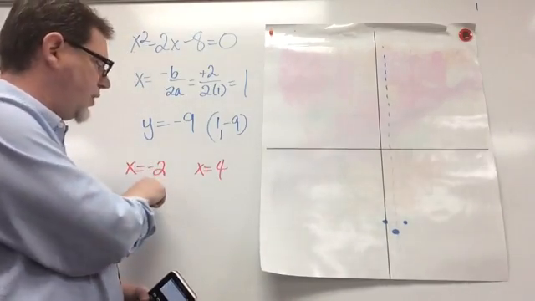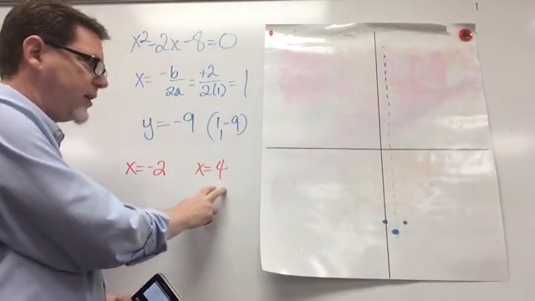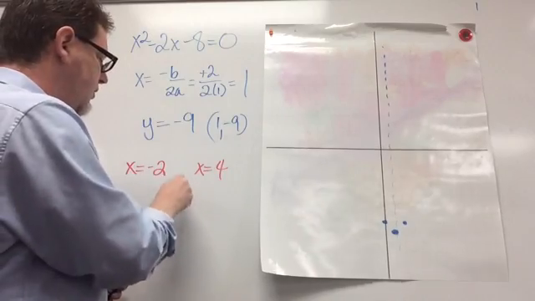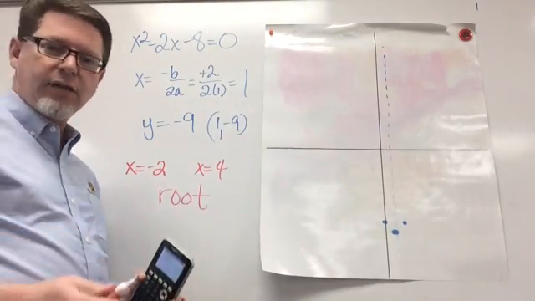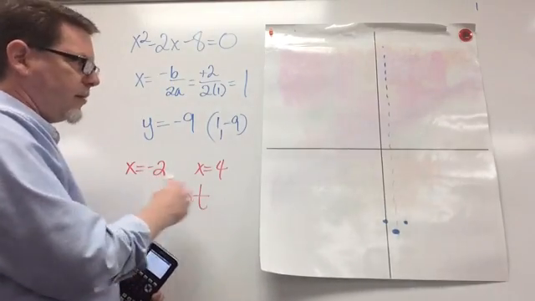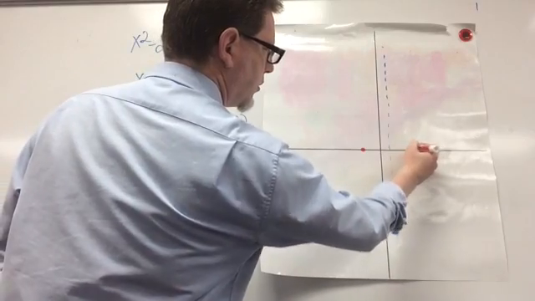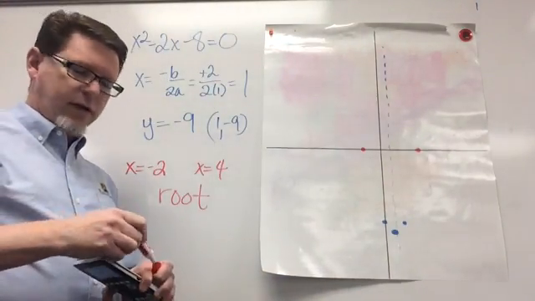So again, these would be called the solutions. They would also be called the x-intercepts, and they could also be called the roots. The root of the function or the equation is also the solution. So we have it at -2 and 4. That would be our solutions to this quadratic equation.